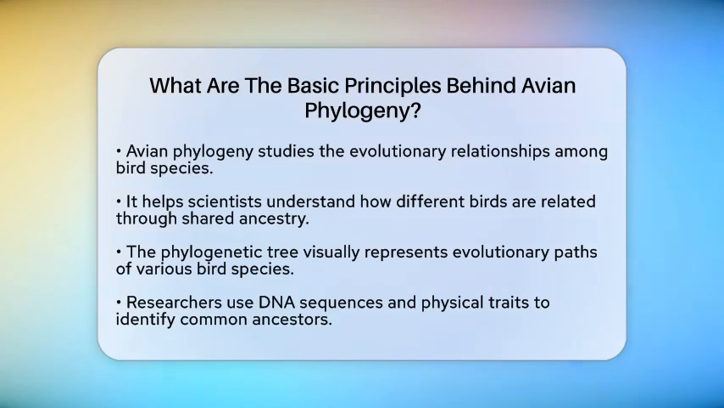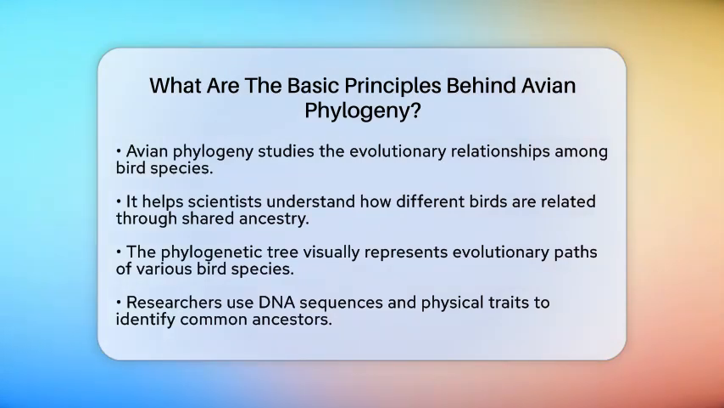At the heart of avian phylogeny is the phylogenetic tree. This diagram illustrates the evolutionary paths of various bird species. By comparing DNA sequences or physical traits, researchers can identify common ancestors and their descendants. This visual representation helps clarify how different birds are connected.